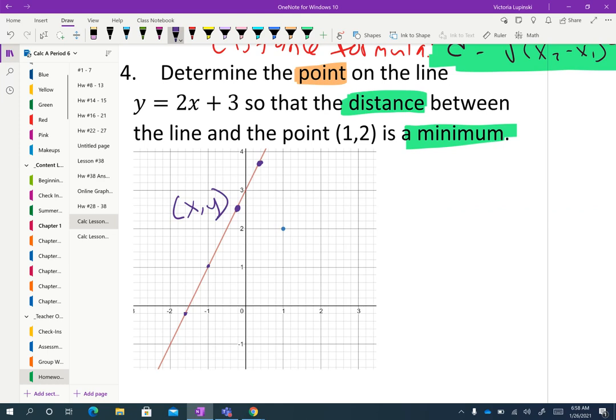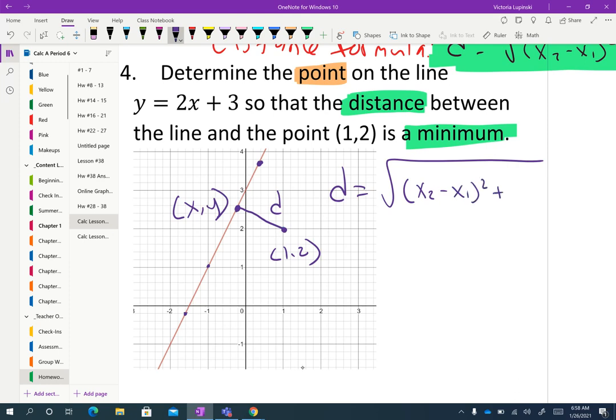And then, of course, we have the ordered pair (1, 2), and we are trying to minimize the distance between them. So if we're trying to minimize the distance, we're going to start with a fresh copy of the distance formula. So again, rewrite that one more time: the square root of x2 minus x1 squared plus y2 minus y1 squared.